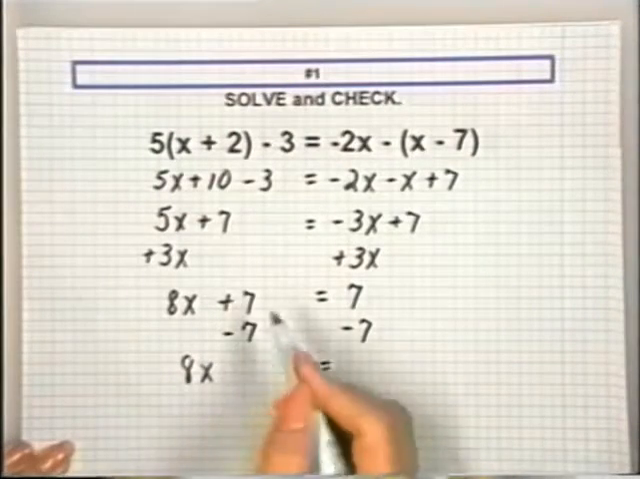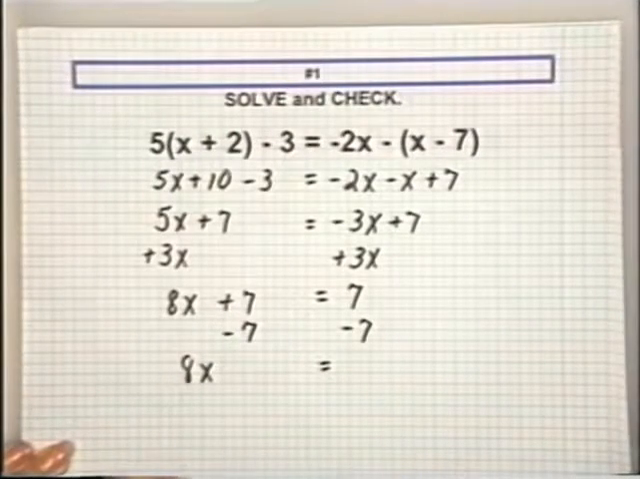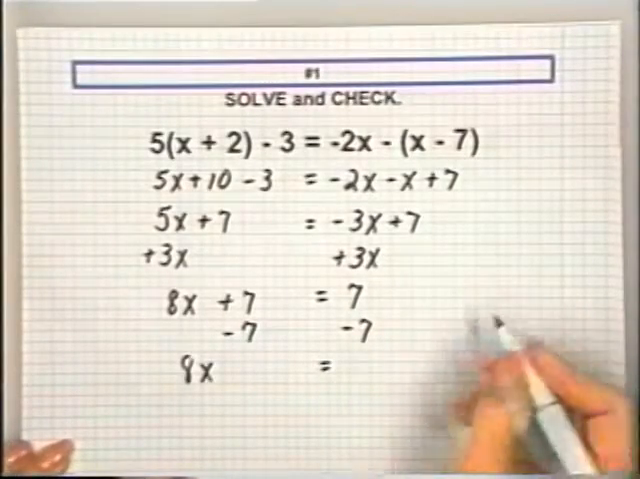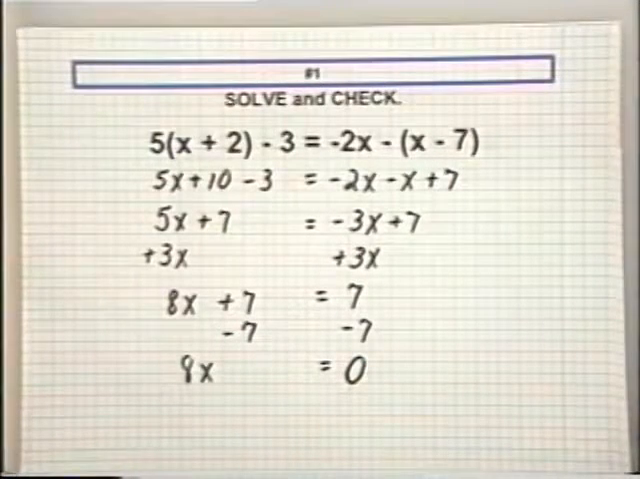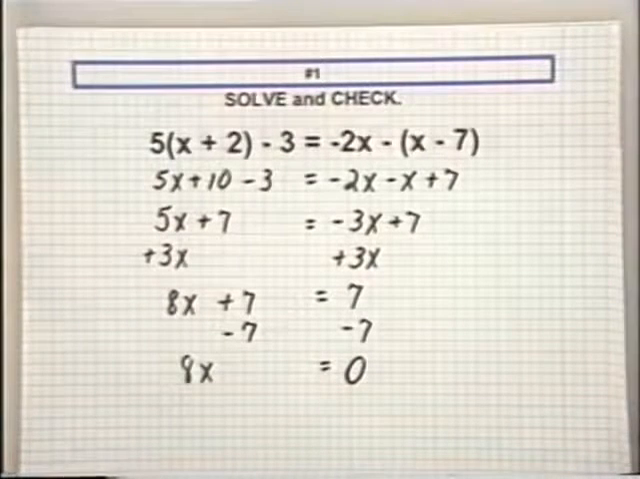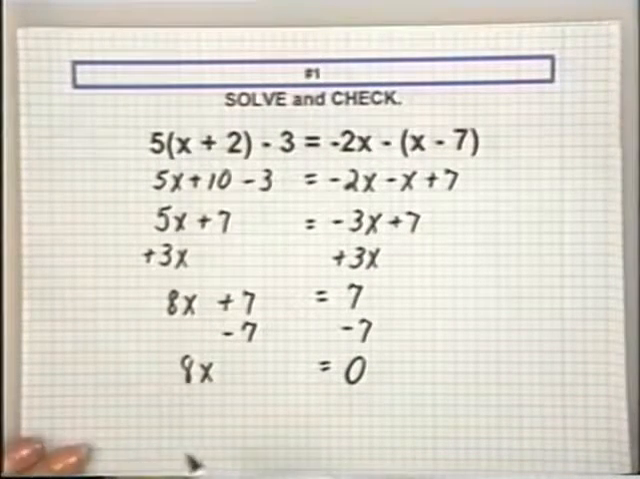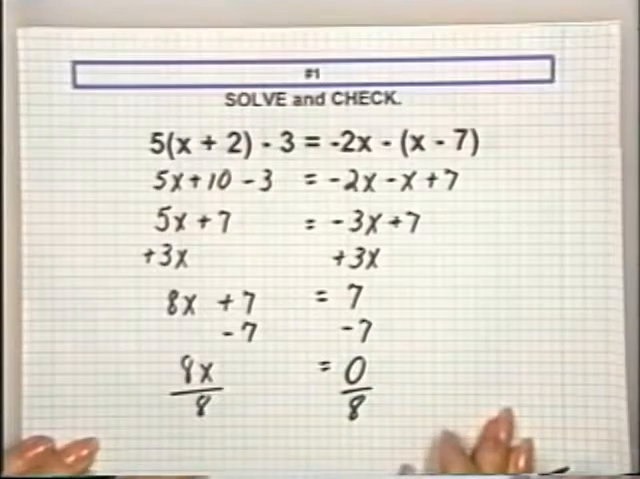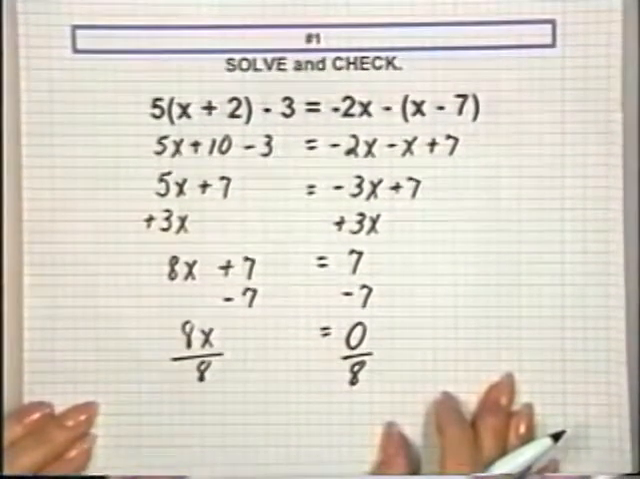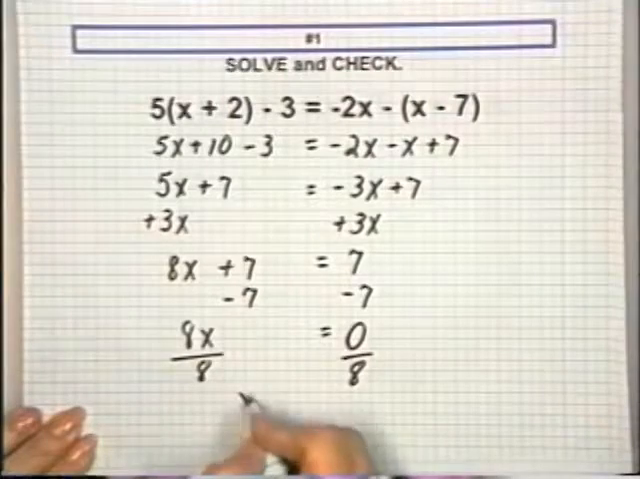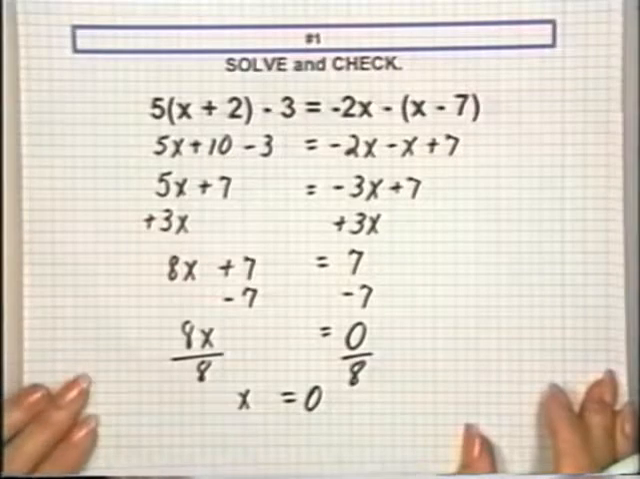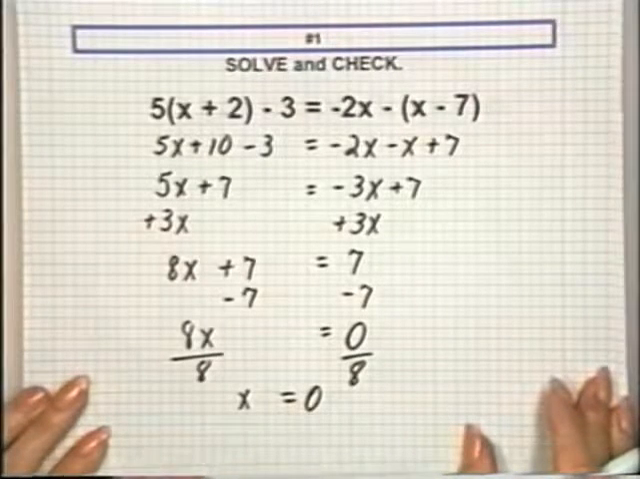I get 8x, 7 subtract 7 is 0, equals 7 subtract 7 is 0 on the right side also. I need to write the 0 because that's the only term on the right side. I now want to get rid of the coefficient of x. Since x has been multiplied by 8, I will divide both sides of the equation by 8. 8x divided by 8 will give me 1x, and 0 divided by 8 will give me 0. So the equivalent equation here is x equals 0.